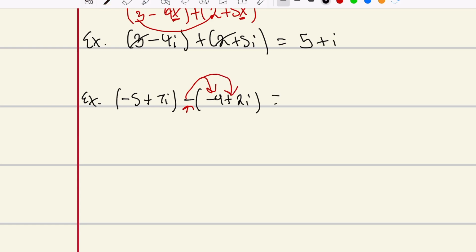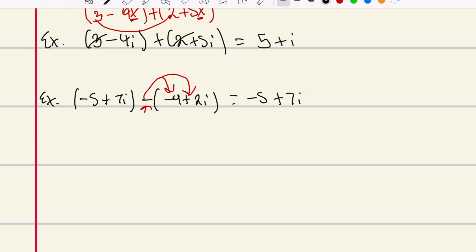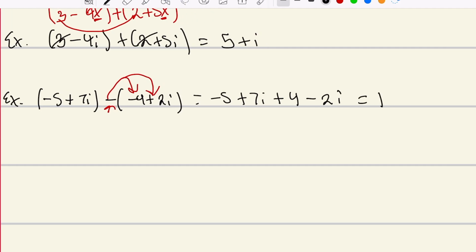Let's simplify this again. -5 plus 7i plus 4 minus 2i. So now let's reduce this, which is -5 plus 4 is 1, and 7i minus 2i is plus 5i. Okay?